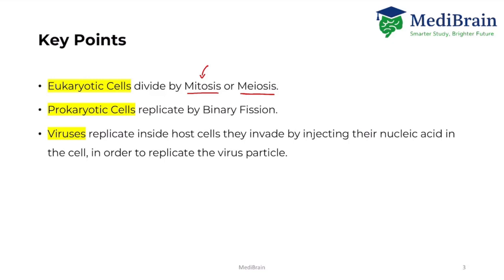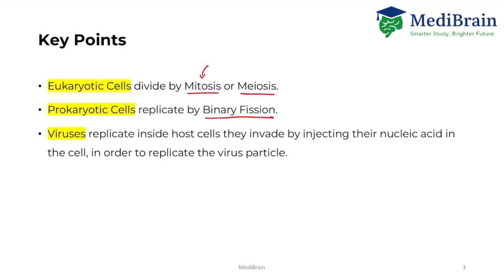Prokaryotic cells, again, that's another topic which we will come on to as well. They replicate by binary fission. Okay, so they go through a different process called binary fission for cell replication. And then viruses as well.